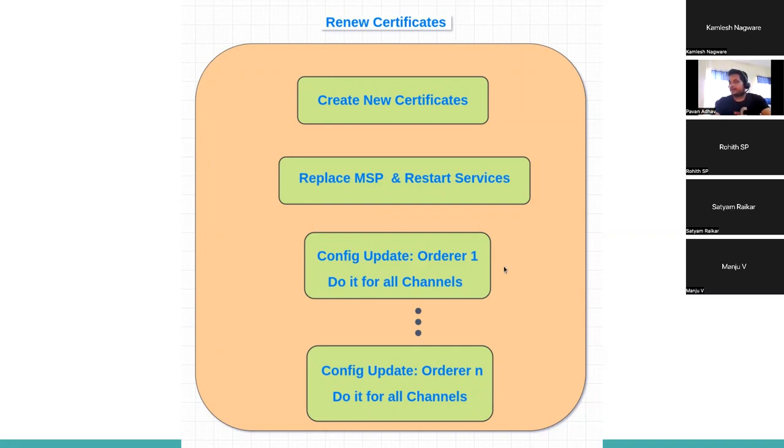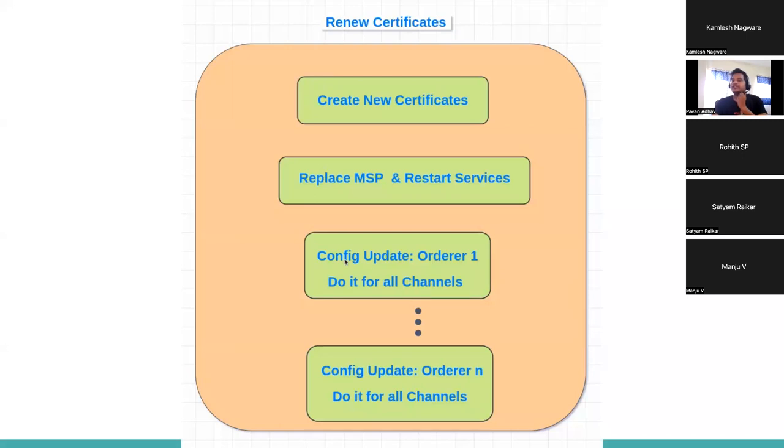Another thing, in case you have more channels: right now I'm using Fabric version 2.2.1. I have one system channel and one application channel. It means in both of the channels, we have to do the configuration update. So for orderer one, we have to do two configuration updates because I have two channels. If you have three or four channels, then you have to do it that number of times. For orderer one, two times. For orderer two, two times. For orderer three, two times. It means we require a total of six configuration updates in this flow to make it work.